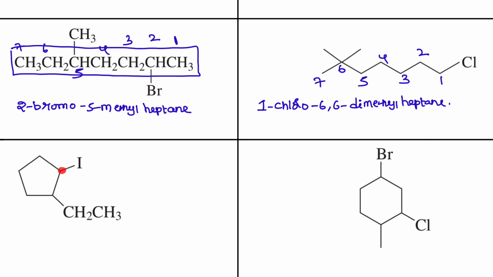Next, you can start numbering from this side and you can move like this. Branches will be 1, 2. If you start numbering from this side and if you move in this direction, again 1, 2. Least locant rule is unable to decide. In that situation, we have to consider alphabetical order. The name of this group is iodo, spelling begins with I. This is ethyl, spelling begins with E. Since least locant rule is unable to decide, we are considering alphabetical order.